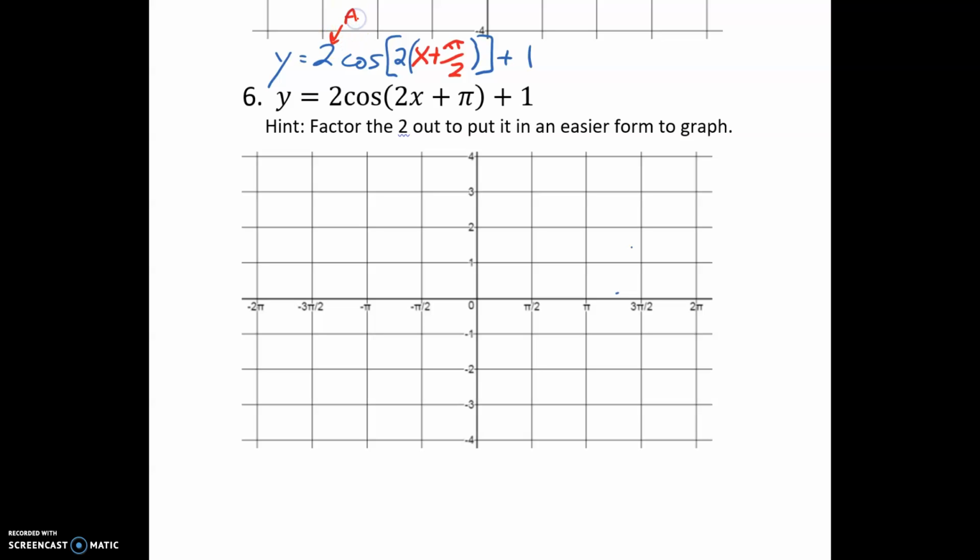Now we have, this is A right here. That's going to get us our amplitude. This right here is K. That's going to help us find the period. And we're going to have a phase shift, and it's going to be to the left, pi over 2 units. We're also going to have a vertical shift up, and it's going to go up 1.